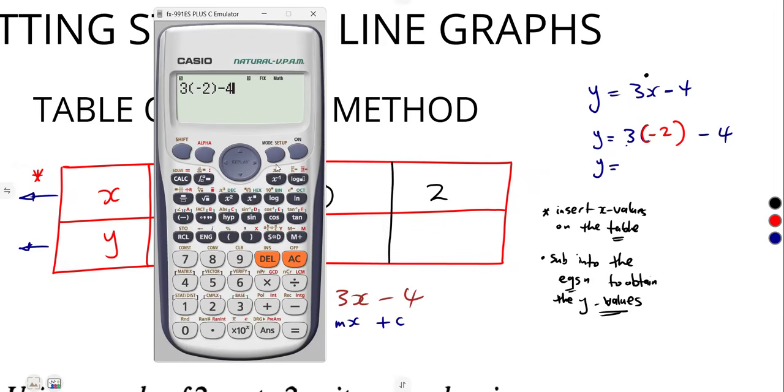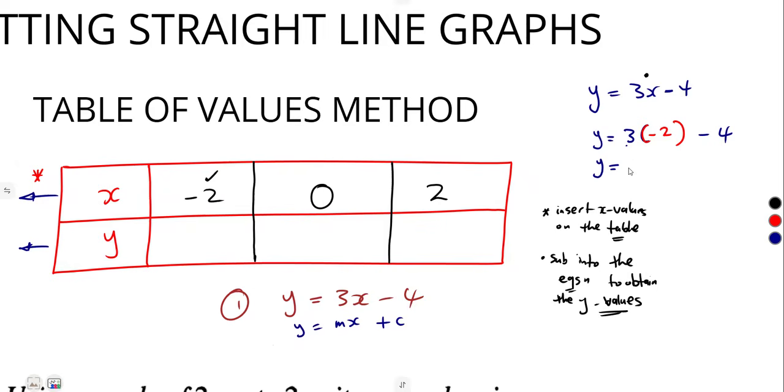Right, let me go back to the normal mode. Sorry for that. Okay, so this is going to give us what? -10. So that's a -10 here, when x is what? When x is -2.